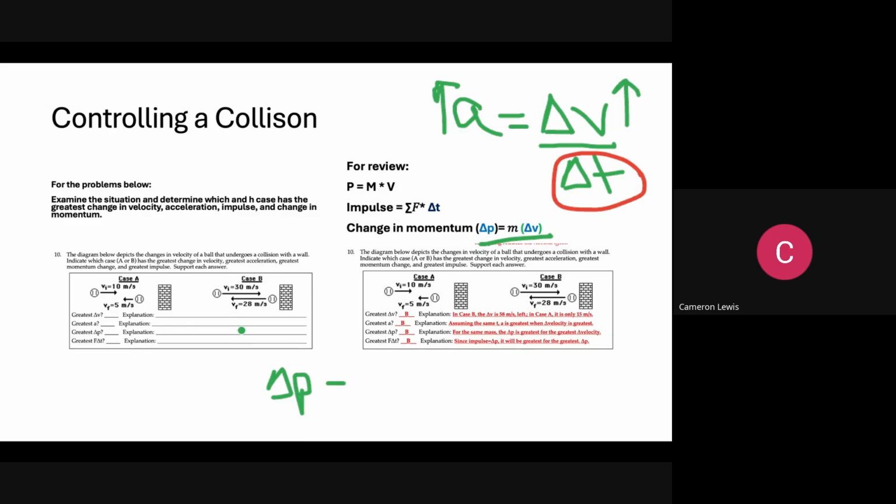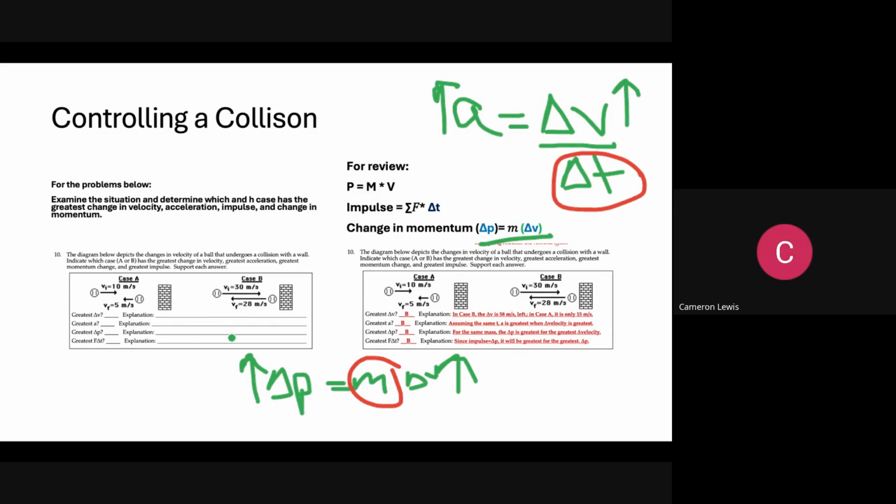Change in momentum is equal to mass times change of velocity, right? Which means that this mass is not changing. So for my change of momentum to increase, what also has to increase? Change of velocity. So therefore, can we conclude that the case with the greatest change of velocity is also going to have the greatest change of momentum?